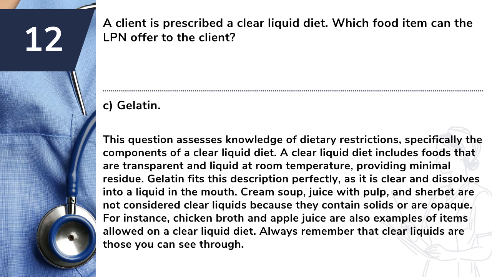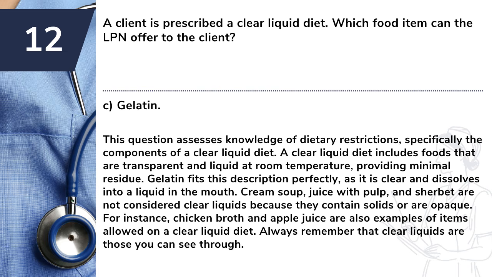Answer C. Gelatin. This question assesses knowledge of dietary restrictions, specifically the components of a clear liquid diet. A clear liquid diet includes foods that are transparent and liquid at room temperature, providing minimal residue. Gelatin fits this description perfectly, as it is clear and dissolves into a liquid in the mouth.